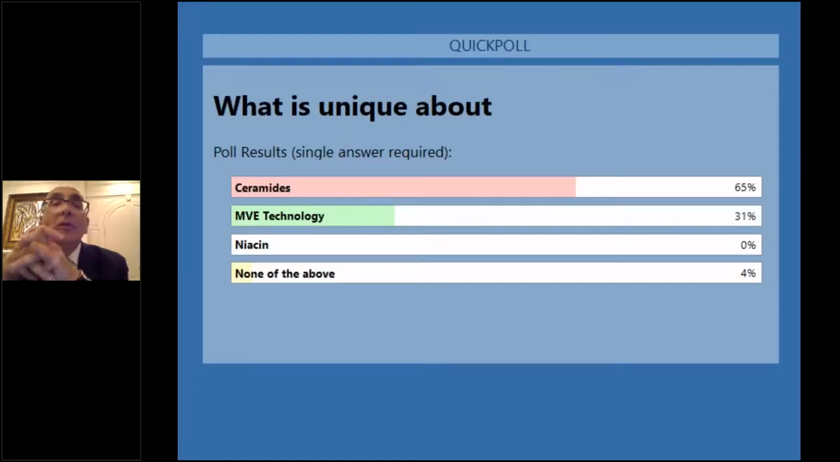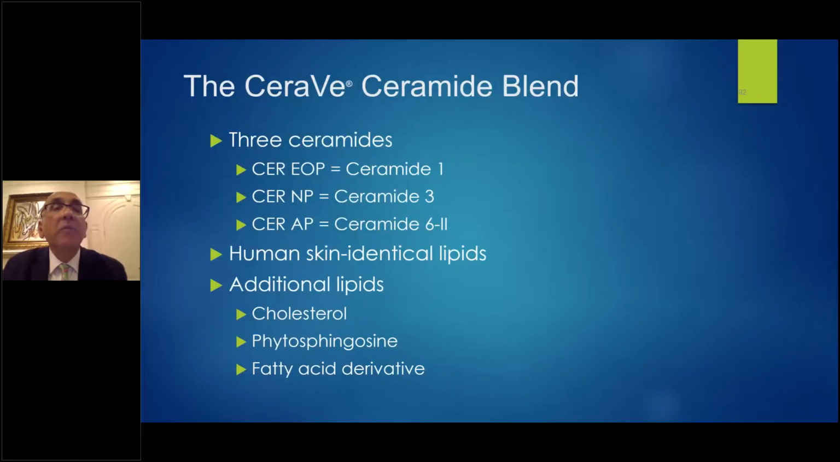Well, almost 2/3 of you guys said it's the ceramides, but there are a lot of other moisturizers that have ceramides in it, to be honest with you, right? So 1/3 said 31% MVE technology, and that is true. That is a technology that we're gonna discuss. What makes the CeraVe unique? So can we move on to the next slide, please?